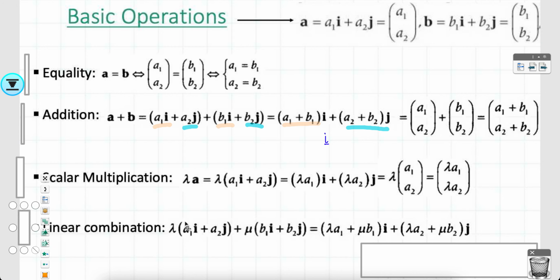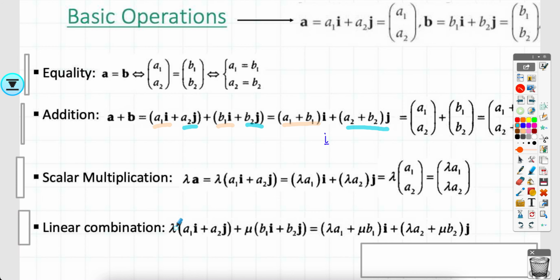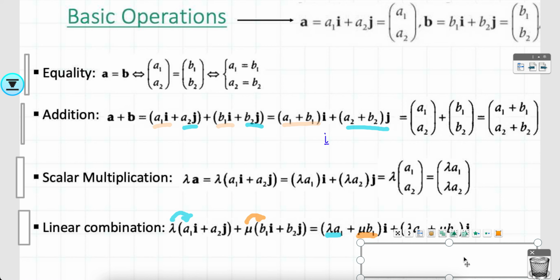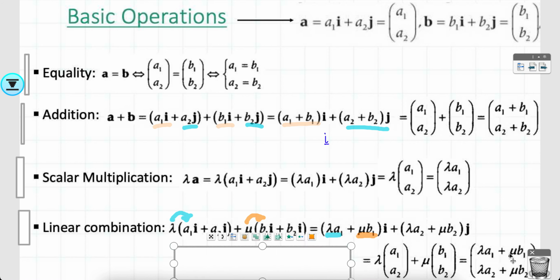And finally, in linear combination, I can multiply by different scalars with different vectors. So as you can see, I'm doing a couple of operations. First, I am multiplying the scalar alpha by my vector A, but then I'm also adding it to the vector B as well. So just individually doing the operations, you can see it maybe much more clearly in column form.